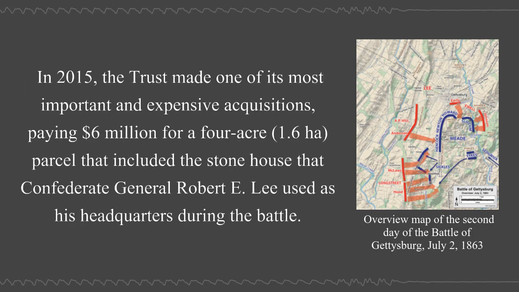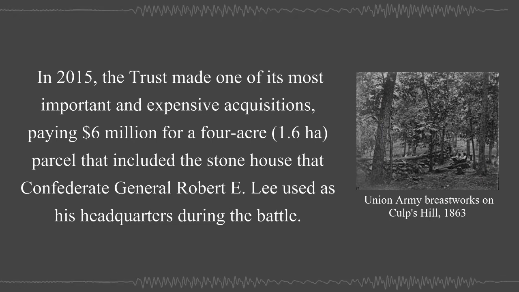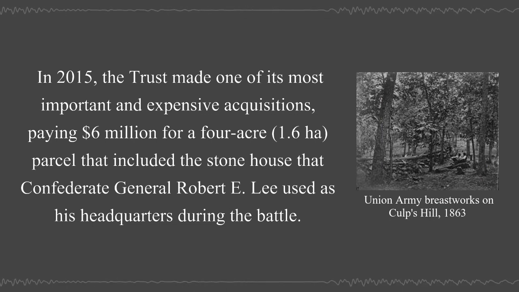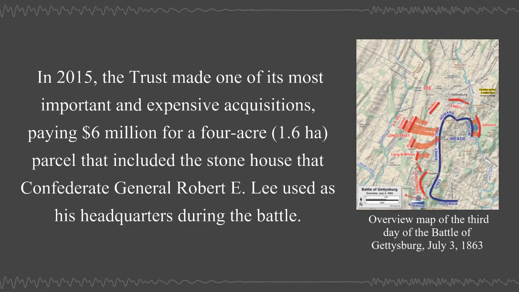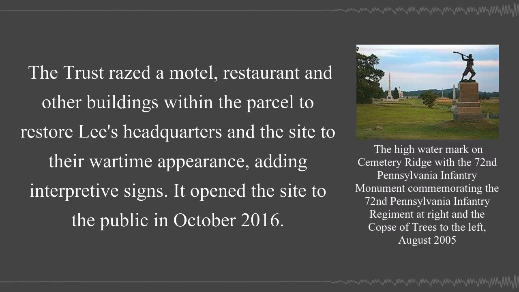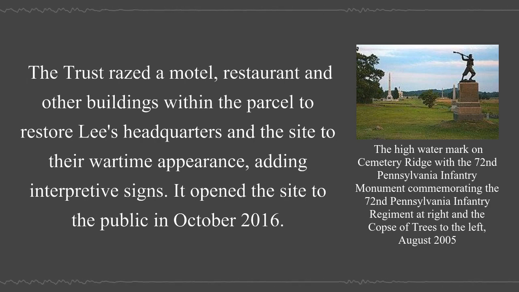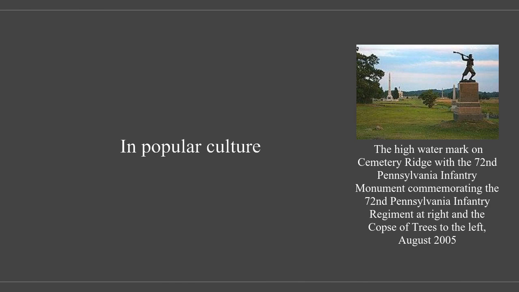In 2015, the Trust made one of its most important and expensive acquisitions, paying $6 million for a 4-acre, 1.6 ha parcel that included the stone house that Confederate General Robert E. Lee used as his headquarters during the battle. The Trust razed a motel, restaurant, and other buildings within the parcel to restore Lee's headquarters and the site to their wartime appearance, adding interpretive signs. It opened the site to the public in October 2016.